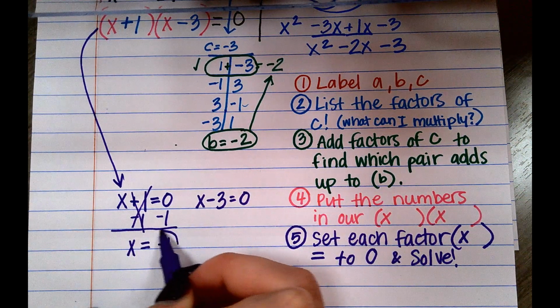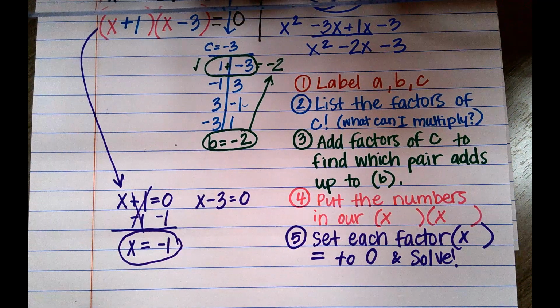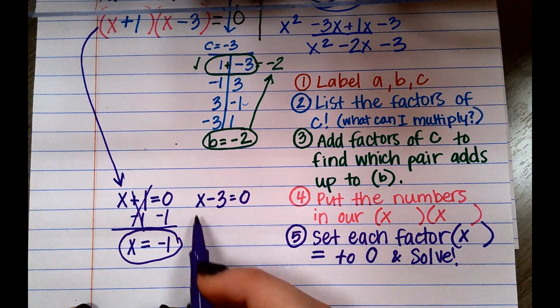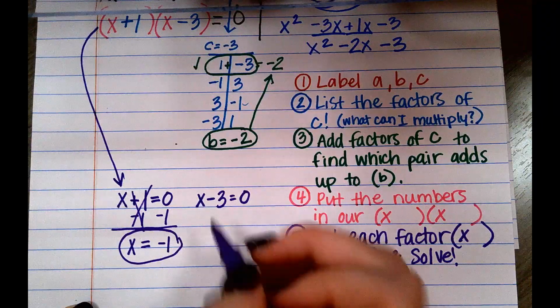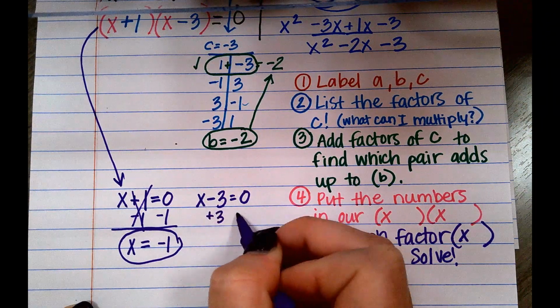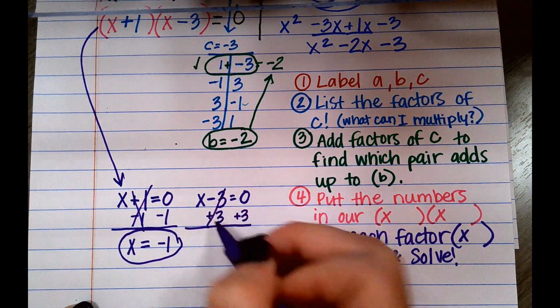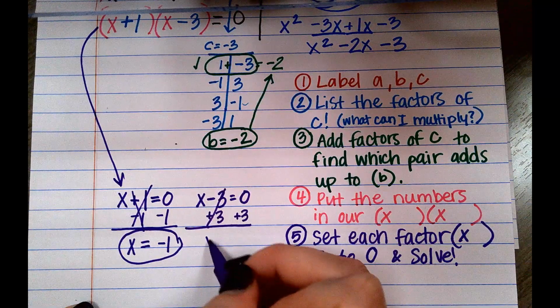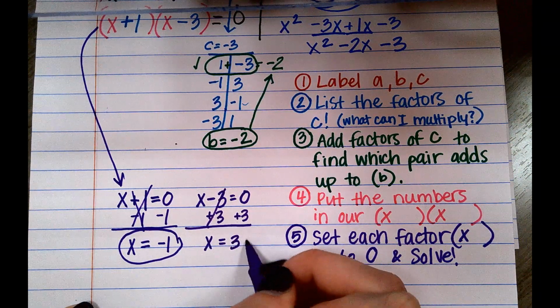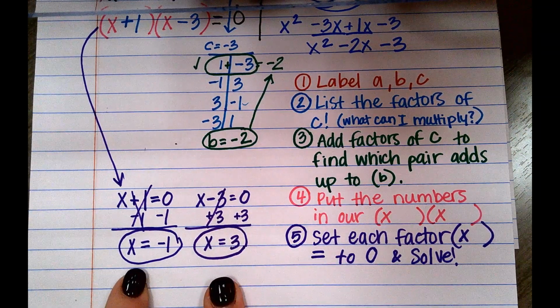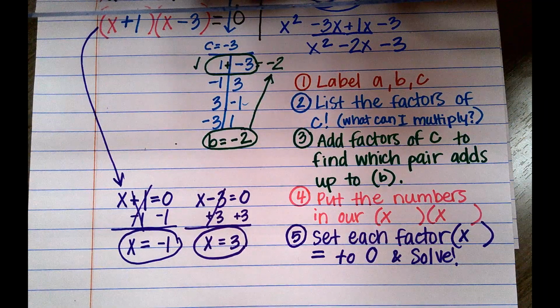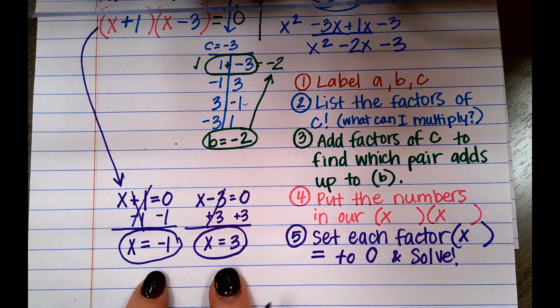Okay, so you just solved for x. X is negative 1. And how do I solve for the next one? You add 3. Add 3. Good. And x equals 3. You did it. You solved. It works.